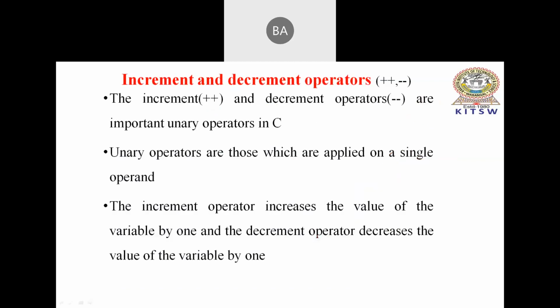Then next, another important category of operators is increment and decrement operators. Generally we call the increment operator plus plus, and the decrement operator minus minus. They are unary operators. Why? Because they take only a single operand. So that is the reason they are called unary operators. Unary operators are those which are applied on a single operand. The increment operator increases the value of the variable by 1. Similarly, the decrement operator decreases the value of the variable by 1.